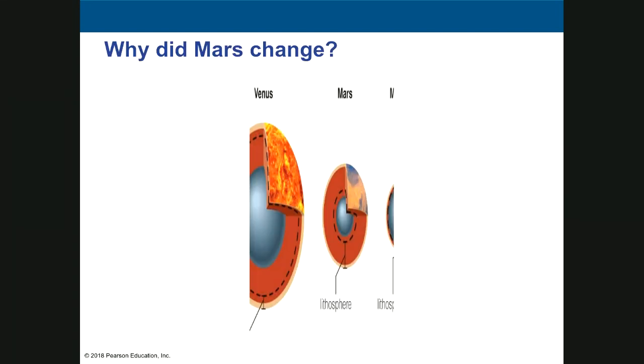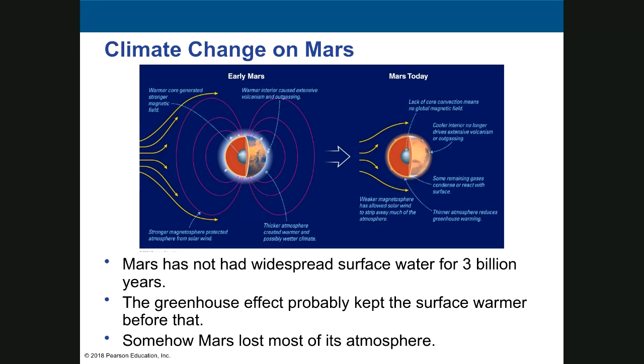So why did Mars change? Well, there are a few differences between Mars and Earth, size being one of them, but you'll notice Mars today hasn't looked like Earth for about 3 billion years, and the greenhouse effect with a thicker atmosphere probably kept the surface warmer before that time, but somehow Mars lost most of its atmosphere.